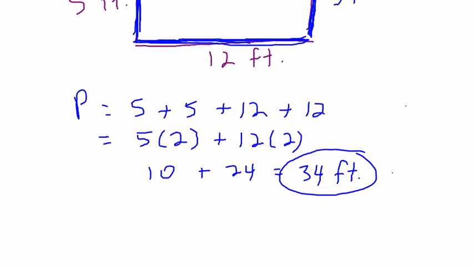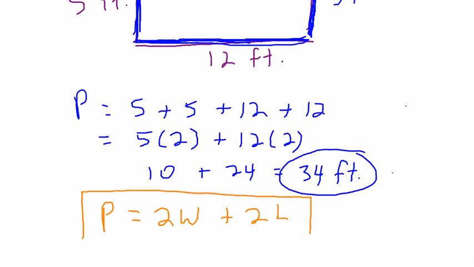Okay? And the basic formula for figuring out the perimeter of any rectangle is perimeter equals 2 times our width plus 2 times our length. Okay, another formula that's pretty simple to apply. Alright, let's try one more example for perimeter, maybe a couple more.